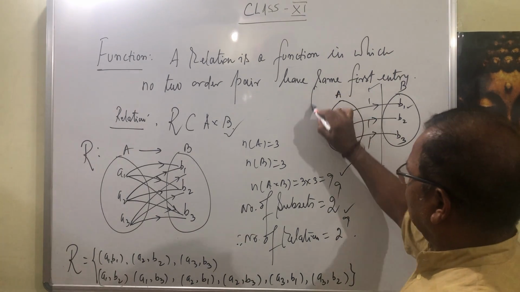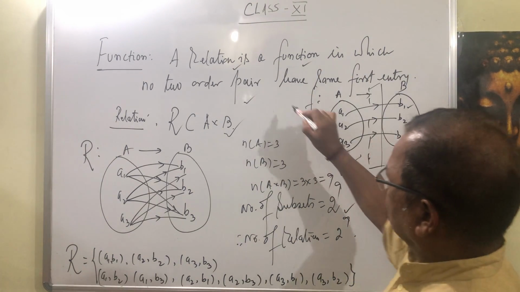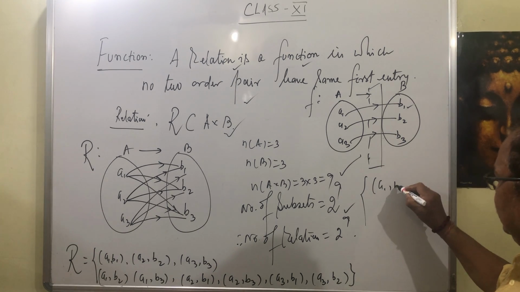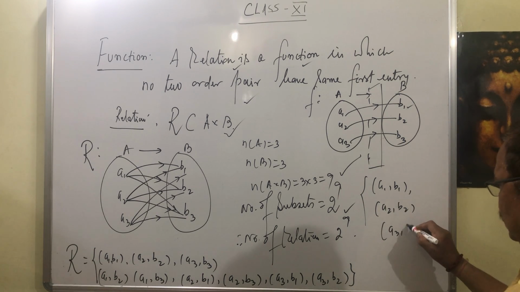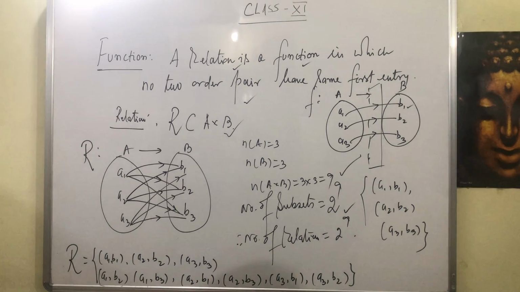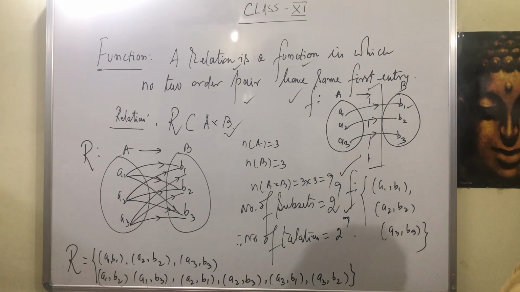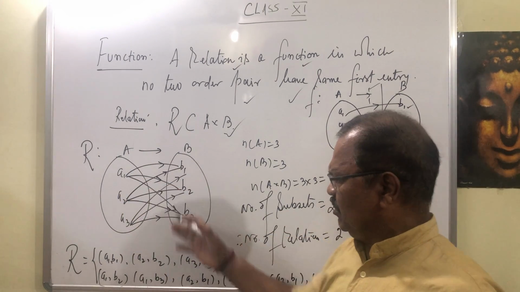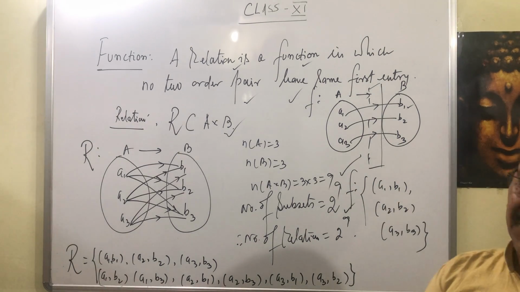I mean to say here that a relation is a function in which no two ordered pairs have the same first entry. Now go on writing here: A1 B1, A2 B2, A3 B3. So this is the function. So you must have understood the definition of a function from a relation. A relation is a function in which no two ordered pairs have the same first entry. But in a relation it may be possible that A1 can go anywhere, no problem. So this is the definition of a function from a relation.